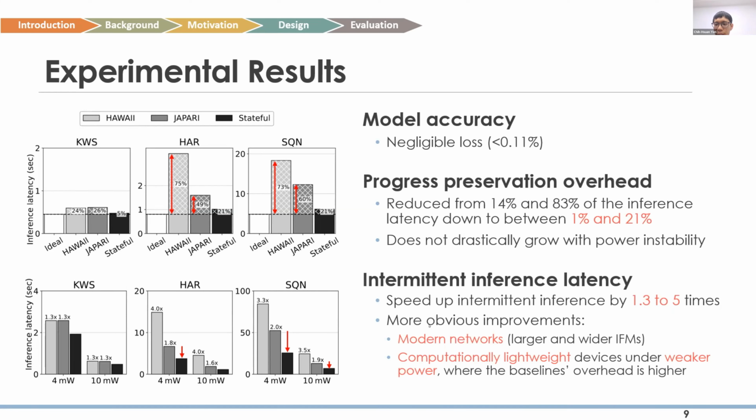Improvements are more obvious when the overhead of baseline approaches is higher, specifically when executing modern convolutional neural networks with larger and wider input feature maps, resulting in more data transfers, and on computationally lightweight devices under weak power.